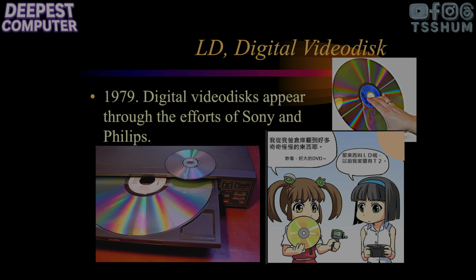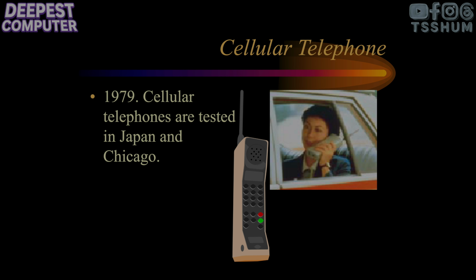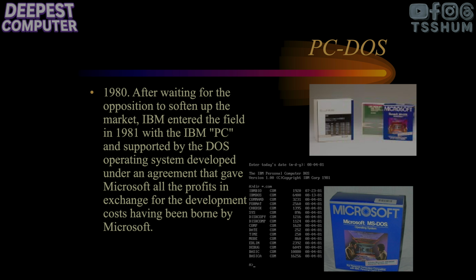Digital video discs, or LD, appeared in 1979 through the joint efforts of Sony and Philips. Also in 1979, cellular telephones underwent testing in Japan and Chicago. In 1981, IBM entered the PC market with the IBM PC. It was supported by the DOS operating system developed by Microsoft, which retained all profits while bearing the development costs.